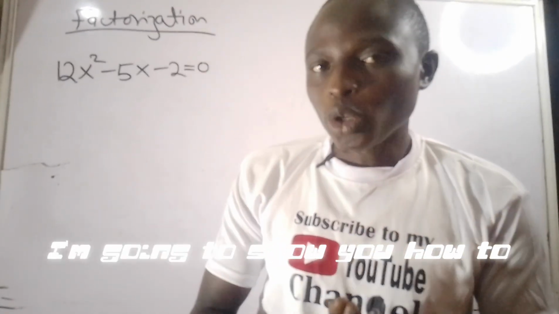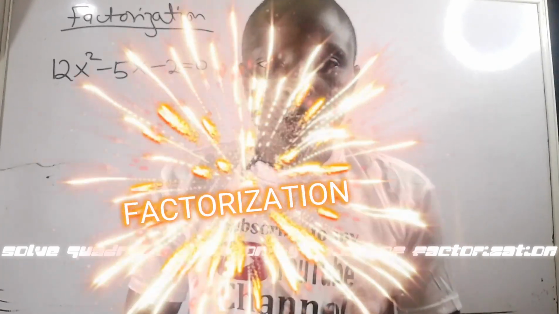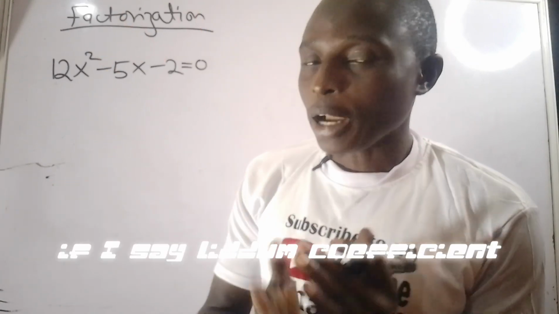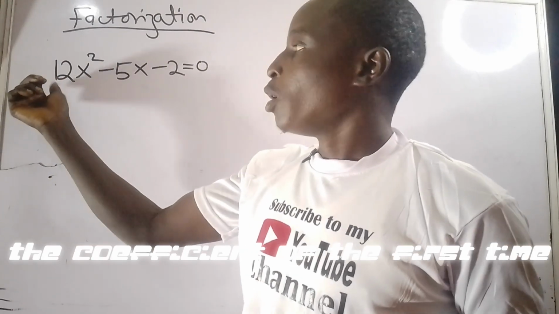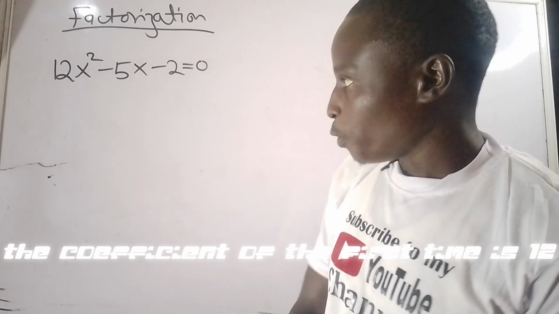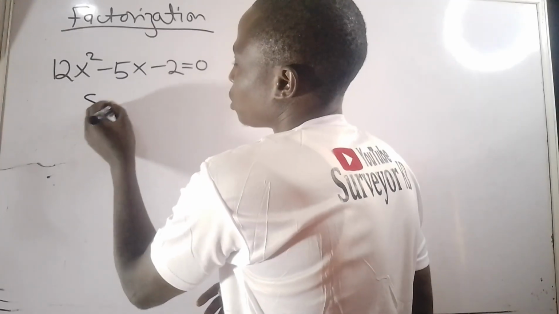Today I'm going to show you how to solve a quadratic equation by means of factorization, most especially when the leading coefficient is not 1. If I say leading coefficient, I mean the coefficient of the first term. You can see that in this case the coefficient of the first term is 12. So follow me, let's solve the equation together. So, solution.